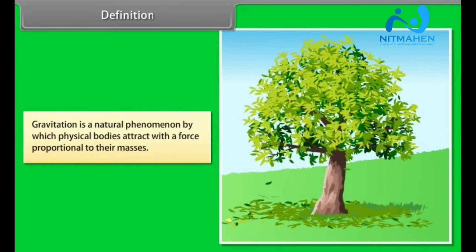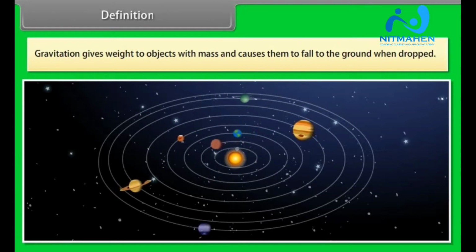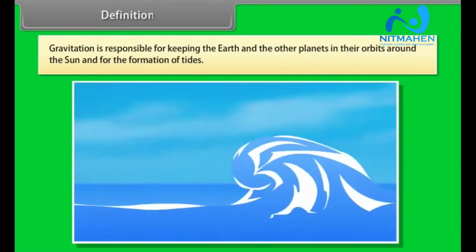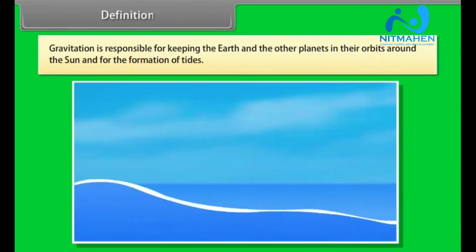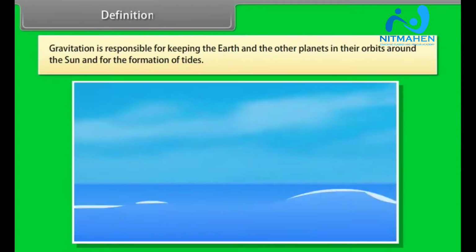Gravitation is a natural phenomenon by which physical bodies attract with a force proportional to their masses. Gravitation is most familiar as the agent that gives weight to objects with mass and causes them to fall to the ground when dropped. Gravitation is responsible for keeping the Earth and the other planets in their orbits around the Sun and for the formation of tides.